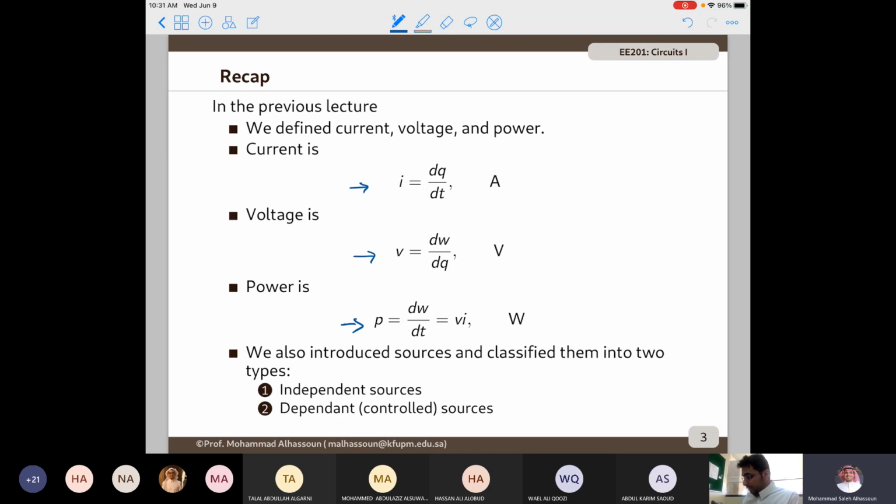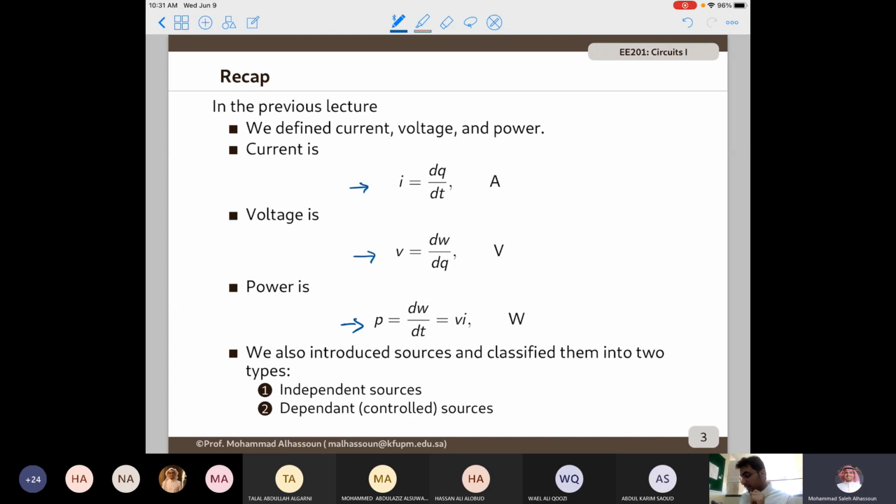And if you recall, in the previous lecture we introduced the notion of electric sources, and we assumed that we have ideal sources, and we classified them into two major classes: independent sources. Those sources have fixed voltage or current, no matter what the value of the other quantity. If they are voltage sources, they have a constant voltage no matter what the value of the current, and if they are current sources, they have a fixed current no matter what the value of the voltage.